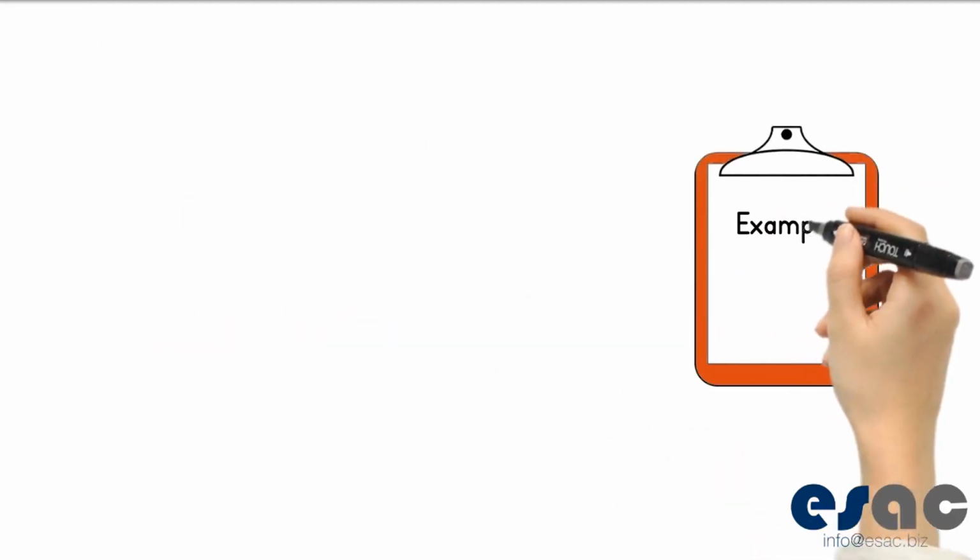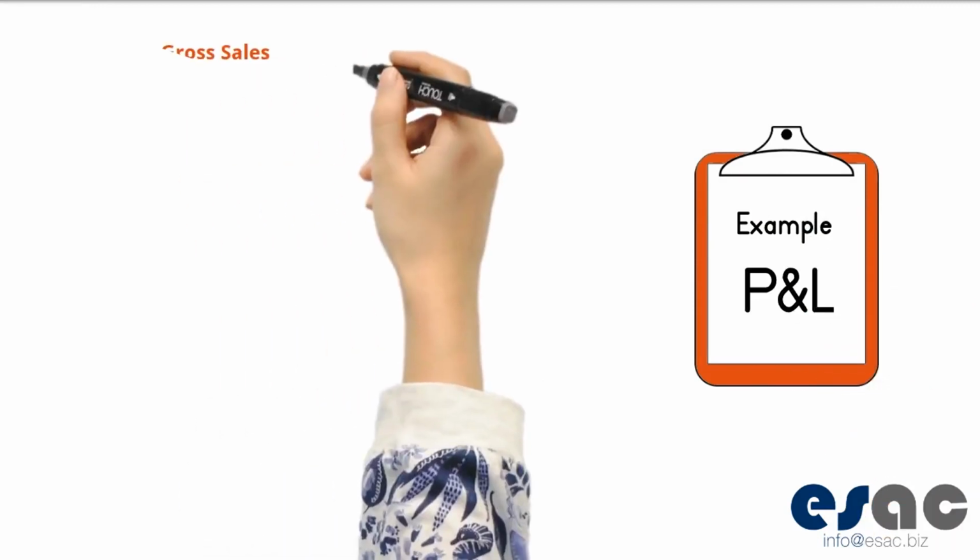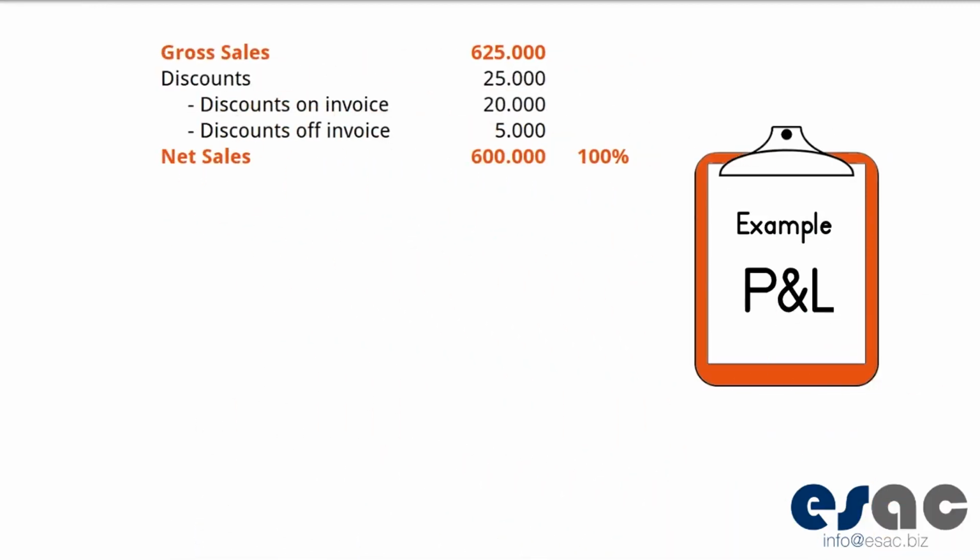Let's see an example. This year we sold pet food for €625,000, but we have made some discounts. $20,000 on invoice and another $5,000 off invoice. So we have net sales of €600,000.